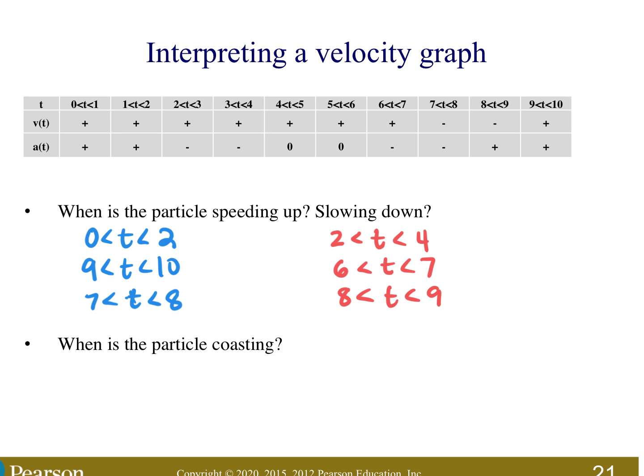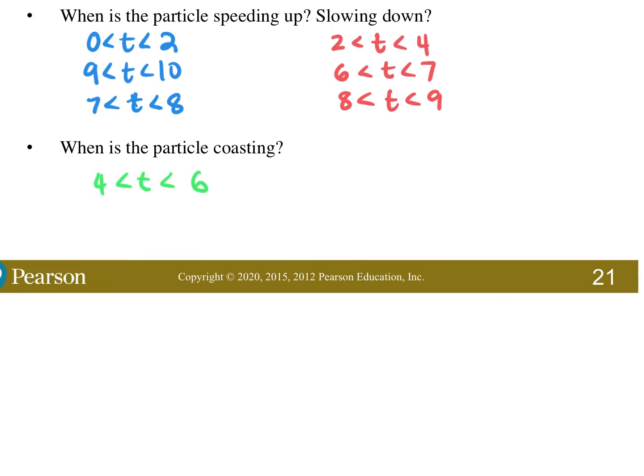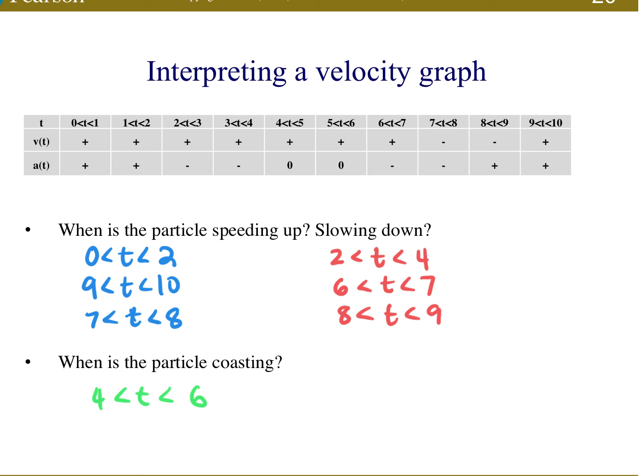Be specific. The particle coasting, Sydney? 4 to 6. And why? Because the acceleration is 0. Great. Any final questions about that? All right, 2:30.